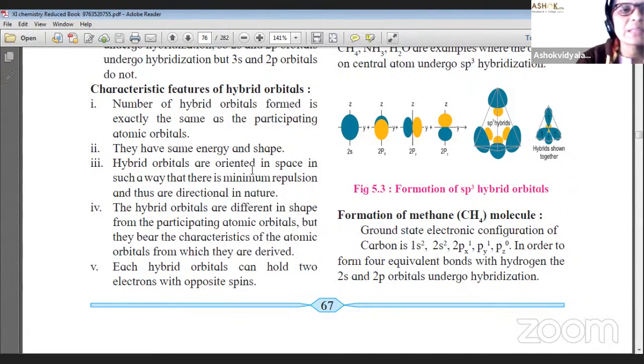Hybrid orbitals are oriented in space in such a way as to minimize the repulsion, and they are directional in nature. The hybrid orbitals are different in shape from the participating atomic orbitals, but they bear the characteristics of the atomic orbitals from which they are derived. Each hybrid orbital can hold 2 electrons with opposite spins.